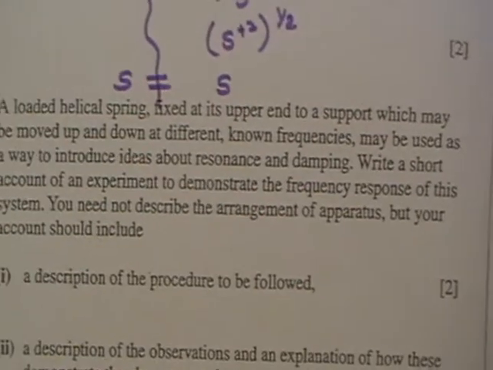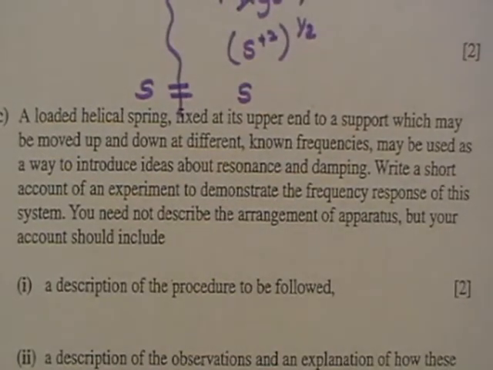Part C, a loaded helical spring fixed at its upper end to a support, which may be moved up and down at different known frequencies, may be used as a way to introduce ideas about resonance and damping. Write a short account of an experiment to demonstrate the frequency response of this system. You need not describe the arrangement of apparatus, but your account should include a description of the procedure to be followed, a description of the observations, and an explanation of how these demonstrate the phenomenon of resonance and damping. Use sketch graphs to illustrate your answer.